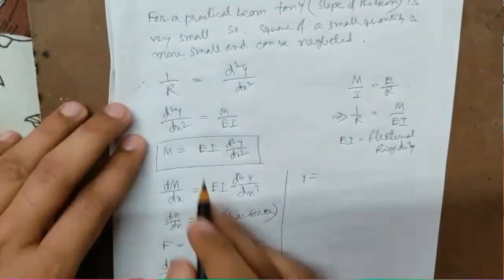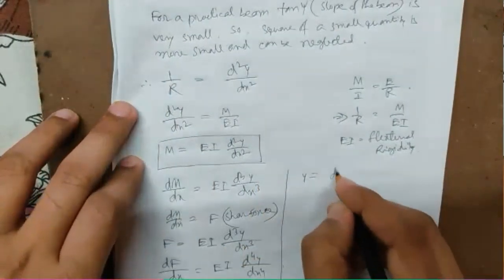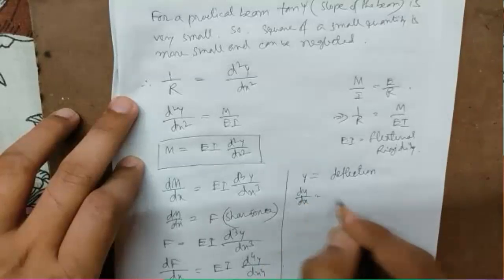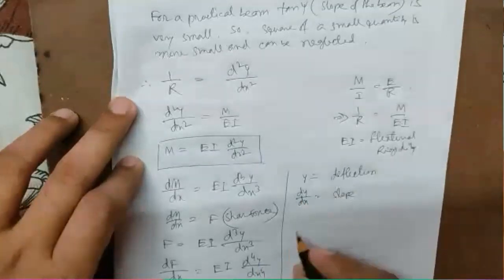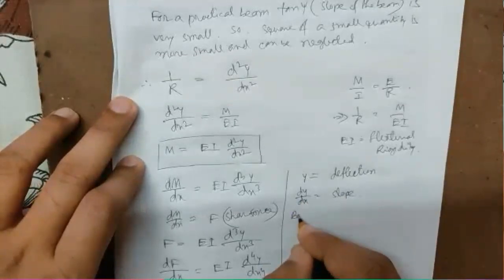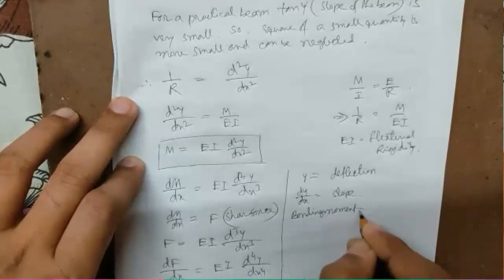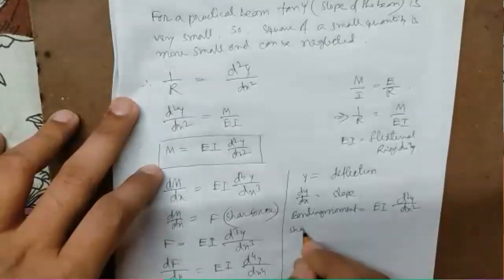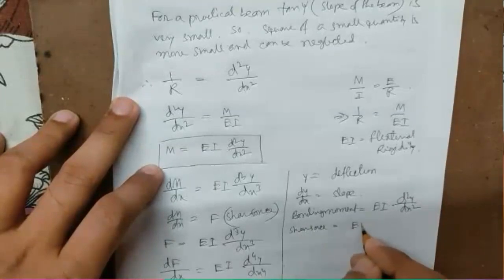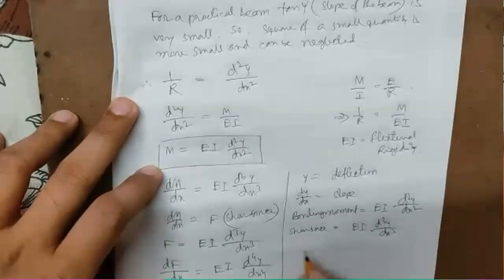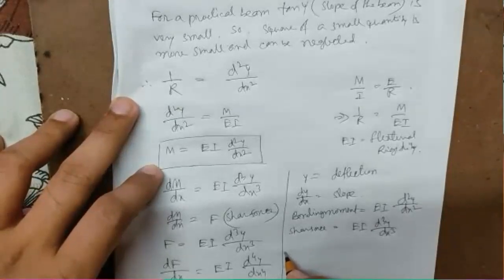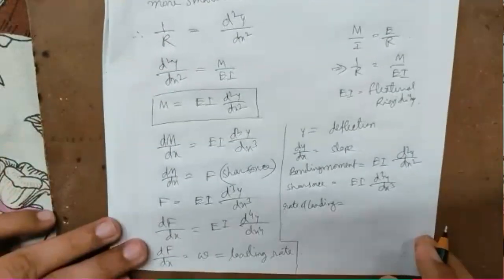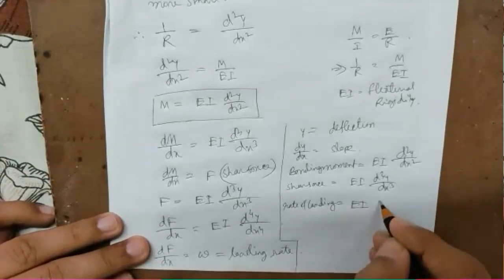When you work with the help of this equation, you will get y. Y is deflection, dy dx is slope, bending moment is EI d2y dx2, shear force is EI d3y dx3, and rate of loading is equal to EI d4y dx4.